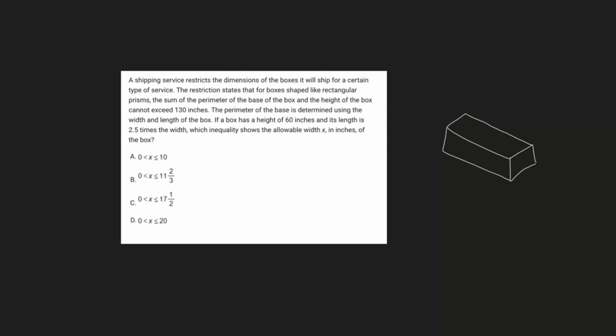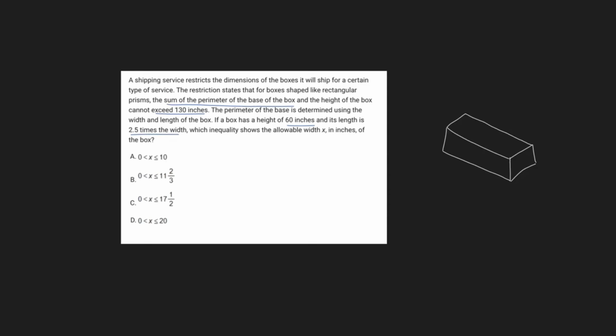Shipping service restricts the dimensions of the boxes it will ship for a certain type of service. The restriction states that for boxes shaped like a rectangular prism, which I've drawn one out here, it's a pretty good drawing actually, the sum of the perimeter of the base of the box and the height of the box cannot exceed 130 inches. The perimeter of the base is determined using the width and length of the box. If a box has a height of 60 inches and its length is 2.5 times the width, which inequality shows the allowable width x in inches of the box?